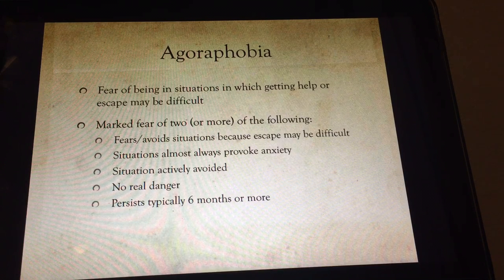Agoraphobia is the fear of being in situations in which getting help or escape may be difficult. To be diagnosed with this, there has to be a marked fear of two or more of the following. There has to be fear or avoidance of situations because escape may be difficult, and the situation must almost always provoke anxiety. The situation is actively avoided, and there's no real danger for them to have this fear, so they are blowing it out of proportion. Sometimes having a fear of something that's life-threatening is completely normal, but if there's no real danger and they're still having the fear, then that would count. It typically persists 6 months or more to be marked as agoraphobia.